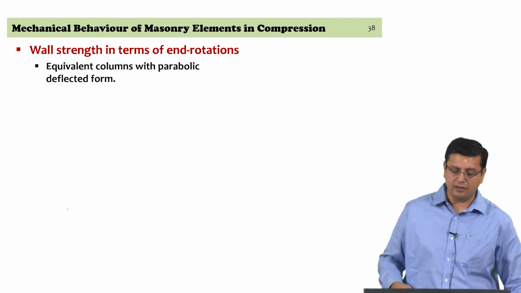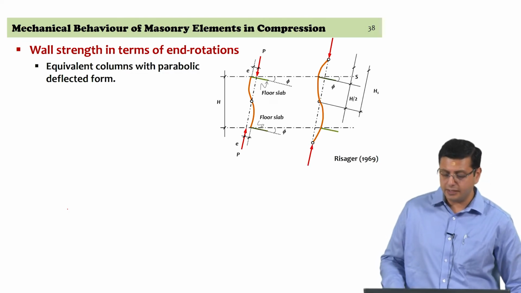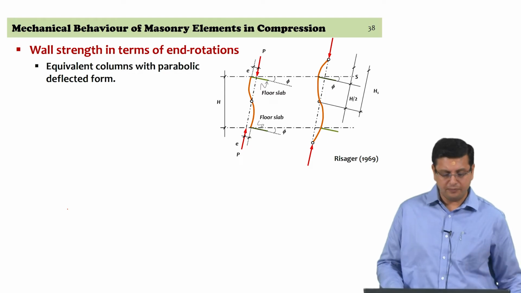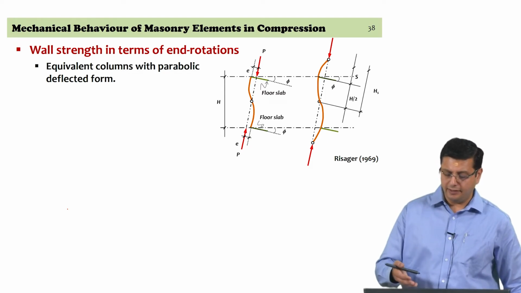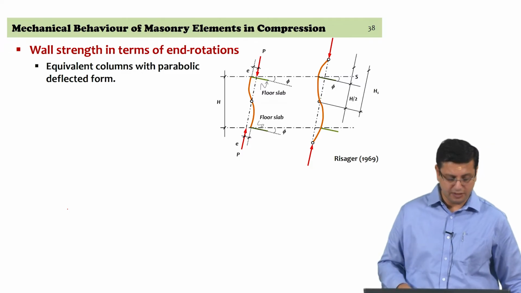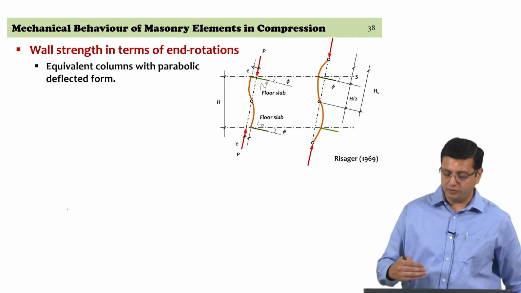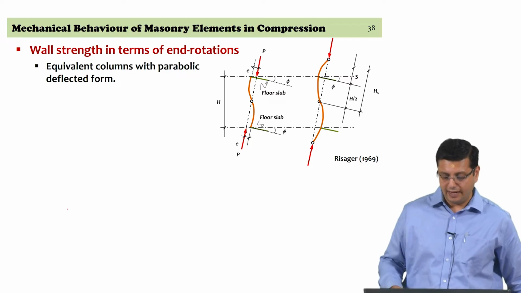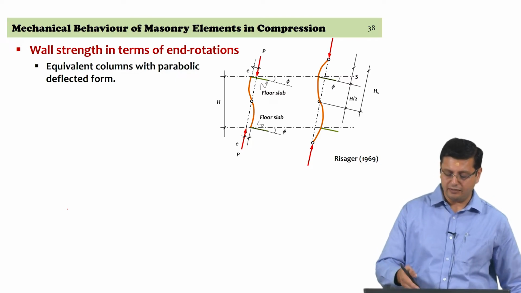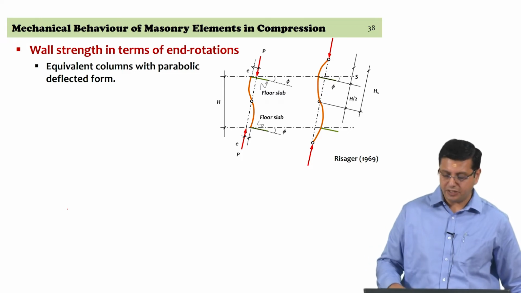This is an area that has seen a lot of research, so there are different ways in which this has been accounted for. If you are looking at a wall which is carrying your vertical load and sitting between floor slabs, the end rotations are designated as phi, and e is the eccentricity of the axial load P for a wall of height h.